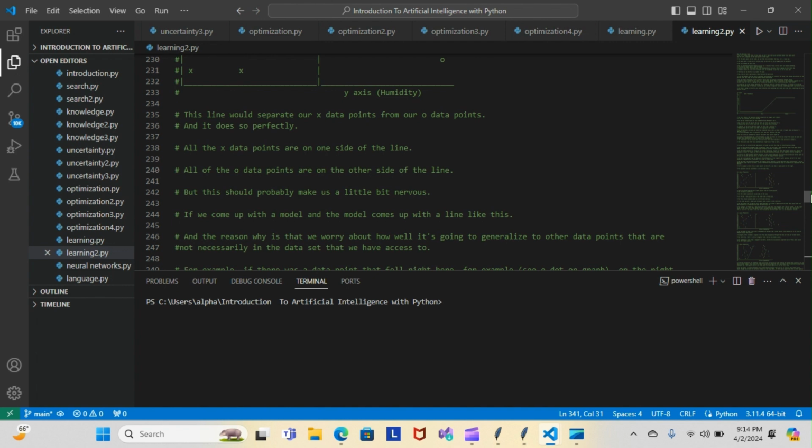But this should probably make us a little bit nervous if we come up with a model and the model comes up with a line like this. The reason why is that we worry about how well it's going to generalize to other data points that are not necessarily in the data set that we have access to.